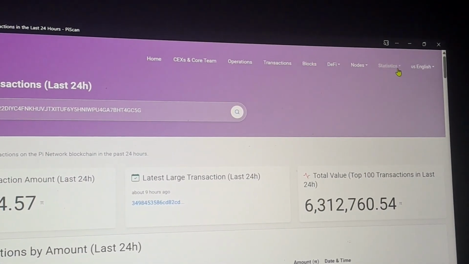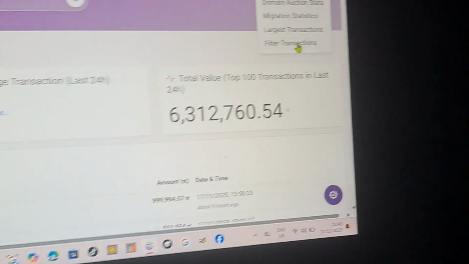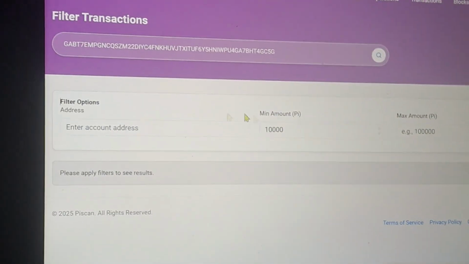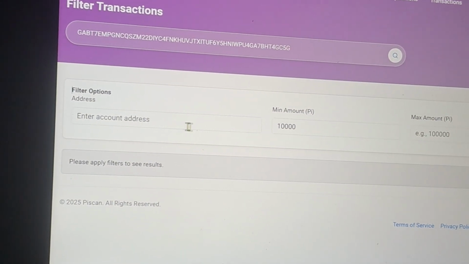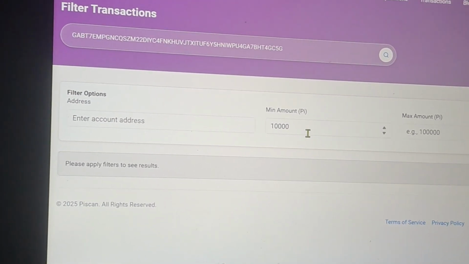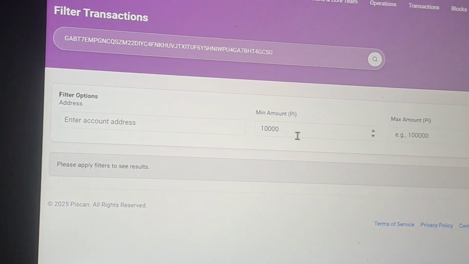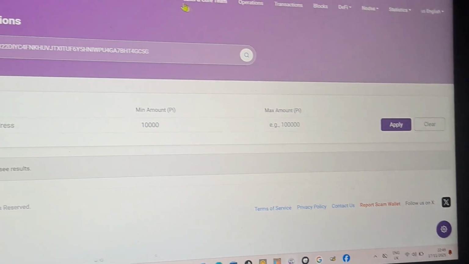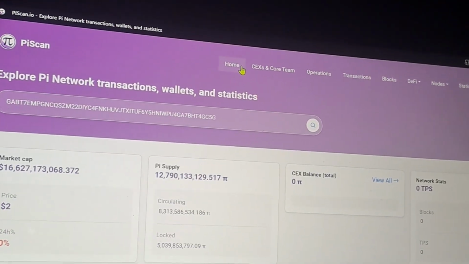Very good. The last thing you can check also, you can come here and filter transactions. So you can put the address here and filter transactions according to the amounts you want yourself. Very good. So let's go back to home.